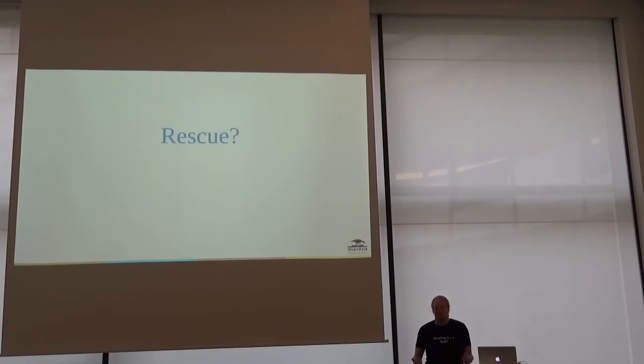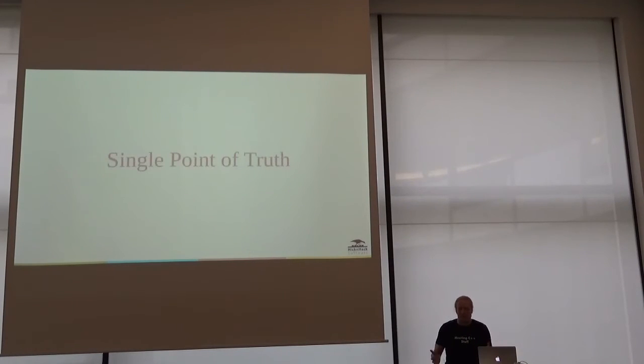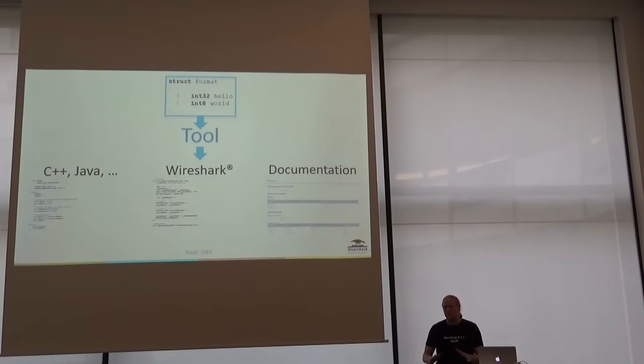So what's the rescue? The rescue is simple. Single point of truth: just make a single description and generate everything else. Basically, you have a computer-readable description of your protocol, get a tool, and generate your source code for serializing and deserializing everything. You generate tools to debug it, like a Wireshark dissector. And you may also generate documentation that is well laid out and is always up to date because it's generated from one single point of truth.